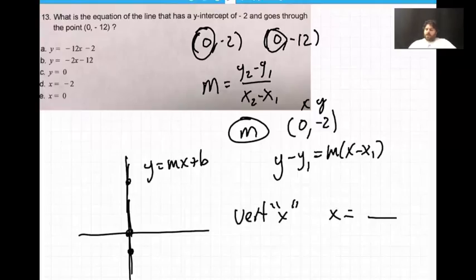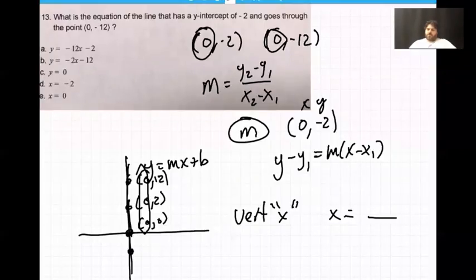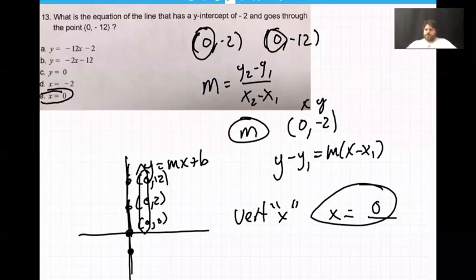Well, what do all these have in common? This is (0, 0), this is (0, -2), this is (0, -12). Well, the x numbers are 0. That's the pattern. And the equations are just patterns. So x equals 0 is my equation. So answer choice E is correct.